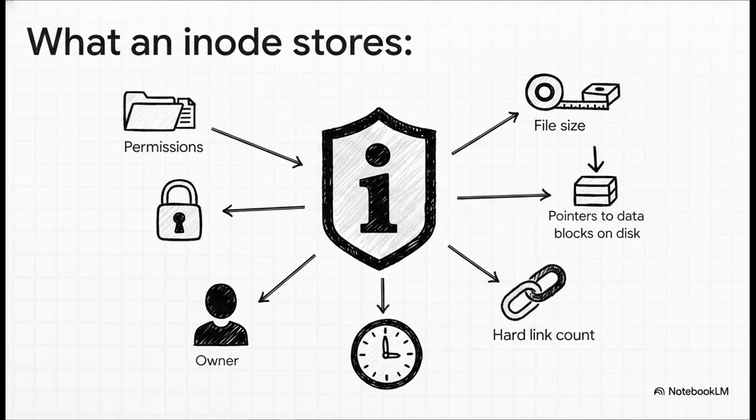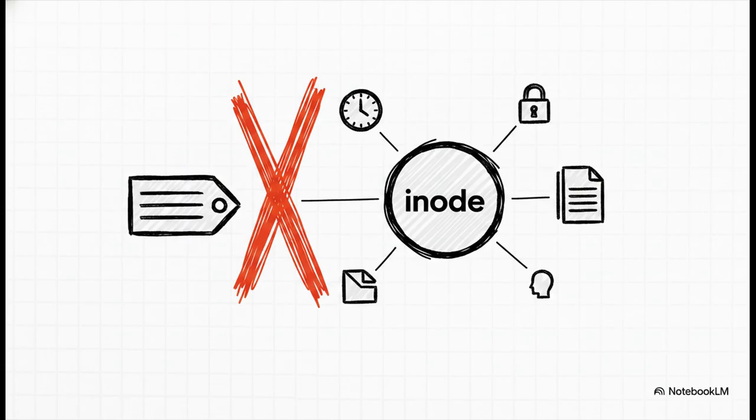We'll talk more about that in a bit. And most importantly, it holds the pointers, the literal map to where the file's data is physically sitting on the disk. But here's the kicker. Look at what's not on that list. The file name. This is probably the single most important and, honestly, the most surprising thing to get. The inode, the very identity of the file, has no idea what you decided to call it.